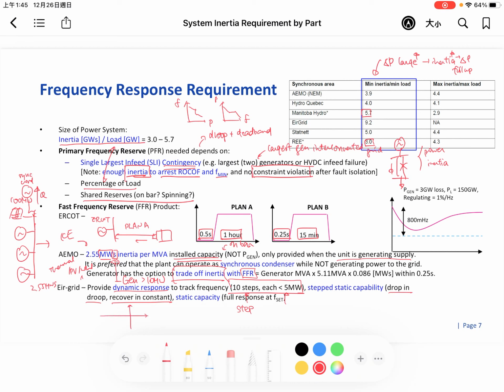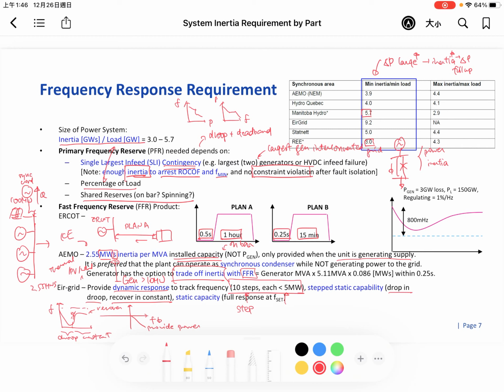If the power drops, or the frequency drops, then you need to provide power in droop form. And if the power starts to recover, then it will be constant. This is recover.